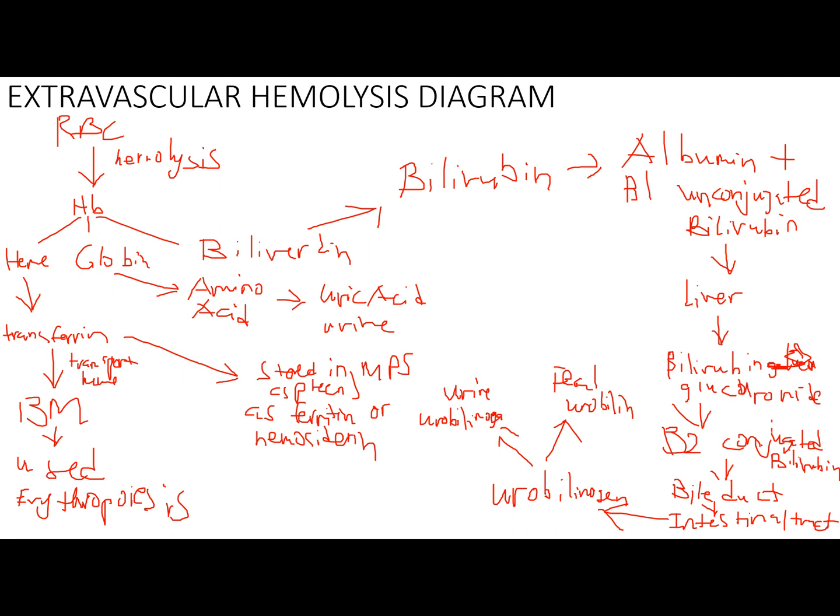Where it would now go, once B2 na siya class, pupunta siya sa bile duct, pupunta ngayon siya sa intestinal tract, then it would become urobilinogen, and then it would be excreted via the stool or in the urine. Kapag urine, urobilinogen. Kapag feces, it would be excreted as fecal urobilin. So, ayun siya. So, please copy.